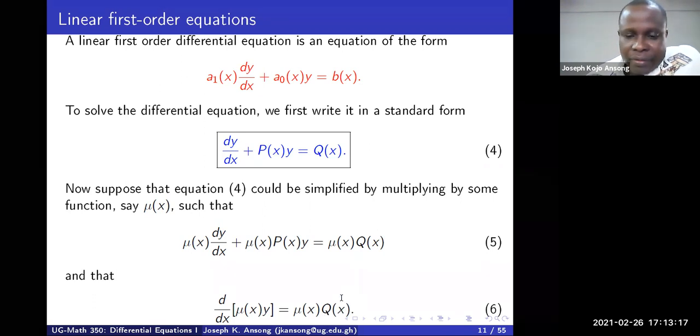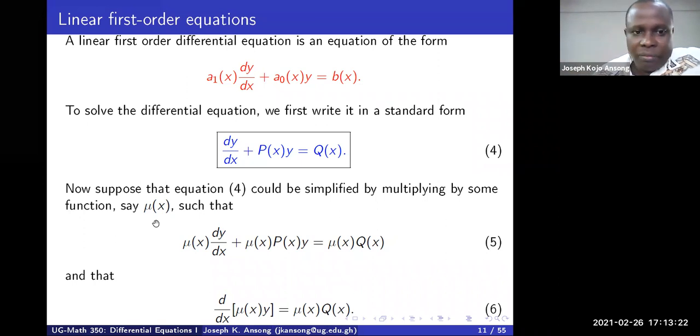Okay, so the idea is that if we can find a function, call it mu of x, and multiply this equation through by it, then this thing could be reduced to this form. And if we knew what that function is, then we could easily integrate this to get our y, our solution. That is the whole idea behind this method.